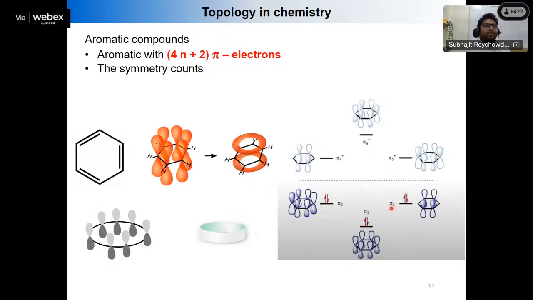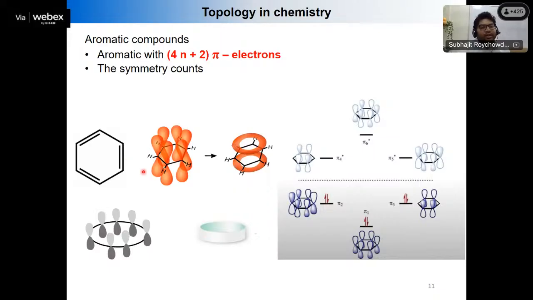Now the question: where does topology come into chemistry? Because I am coming from a chemistry background, it will be easy if we can correlate with chemistry as well. Whenever we talk about any aromatic compound, we immediately think about a benzene ring. This is C double bond C and then C single bond C. This is the famous Kekulé structure.